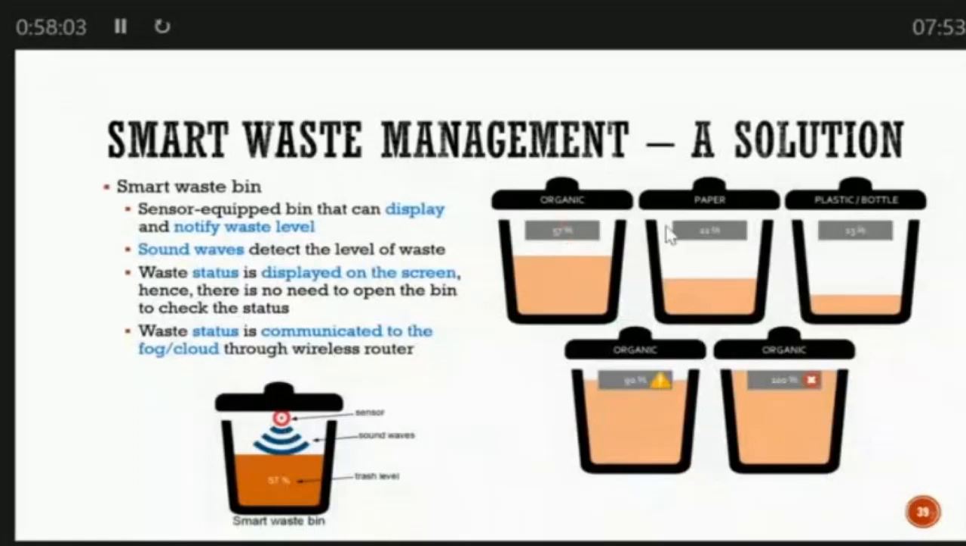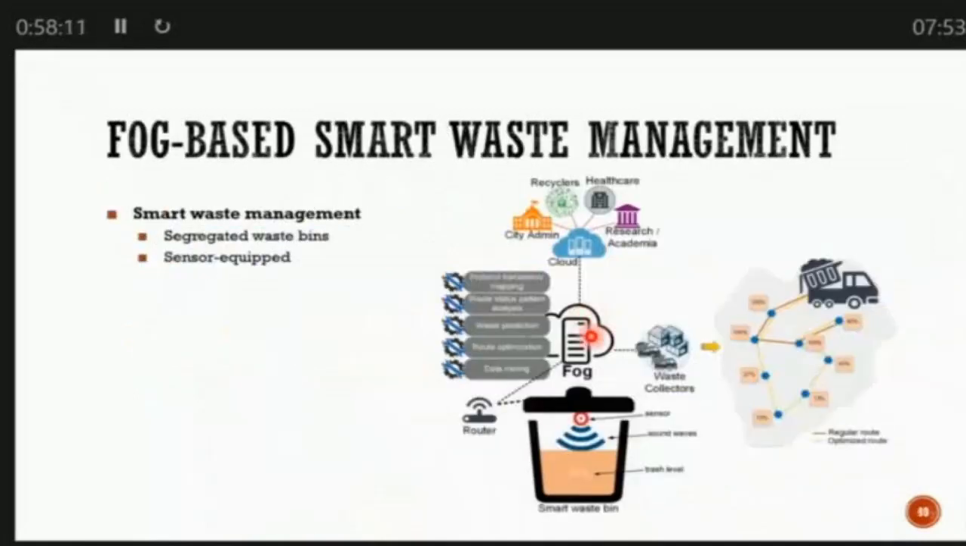So we have segregated waste bins, organic, paper, plastic, and we have sensor-equipped waste bins. How do we do that? We do that using fog computing. You have fog that is receiving the data from all those sensors, from all the waste bins within your city. Based on that, the data is sent to the waste collectors. The waste collectors can optimize their route. We don't need to go to this part because the waste is still not enough there. We need to go to this waste bin, this location, this part of the city, etc. So this would cut the cost of fuel, the cost of traffic, and the cost of human resources. This is what you can achieve through smart waste management, or fog-based smart waste management.